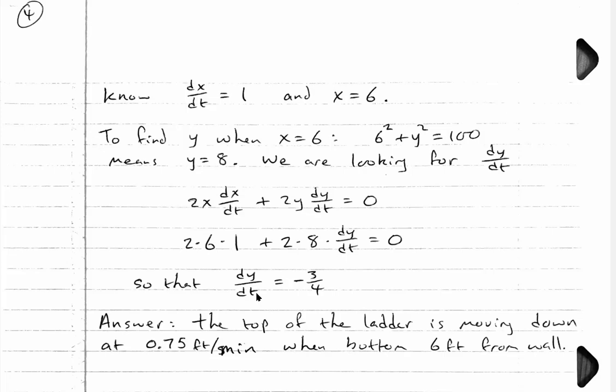All right, so dy/dt, the rate of change. y is the height of the top of the ladder, so this height is decreasing. For this position, the rate of change is minus 3 over 4. It's negative. That means the height is decreasing, not increasing. So in words, the top of the ladder is moving down at 0.75 feet per minute. Those are our units. When the bottom of the ladder is 6 feet from the wall.